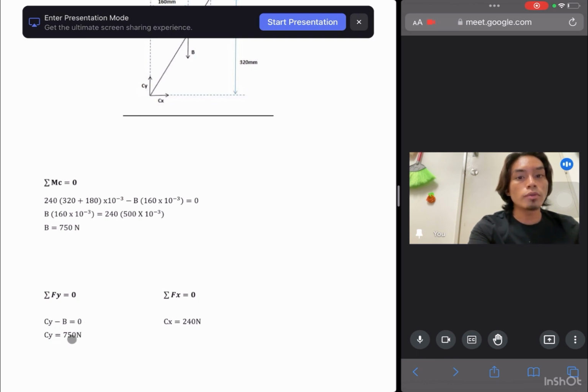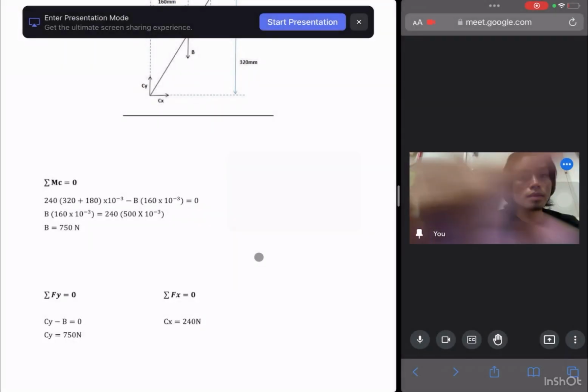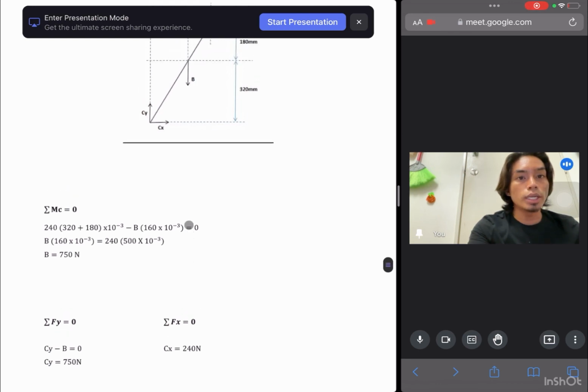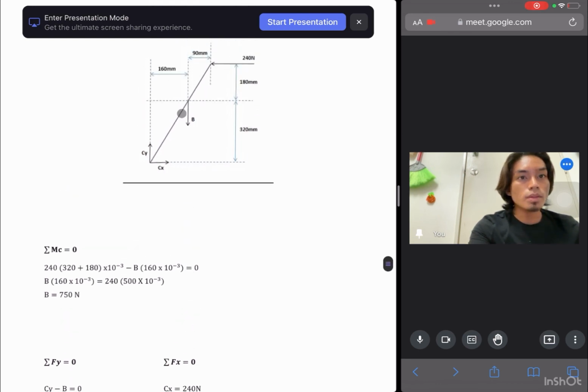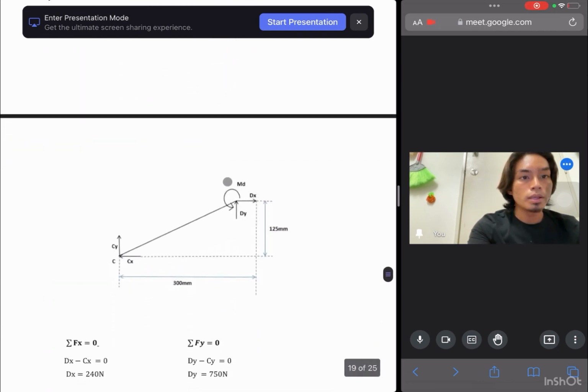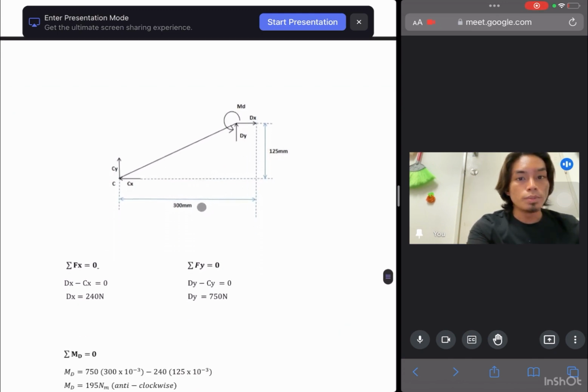So Cy equal to 750 Newton because of this B, we just put it here. And for the summation of Fx equal to Cx equal to 240 Newton. It's the same with this force. So for this FBD, we must use the summation of Fx equal to 0, and Dx.